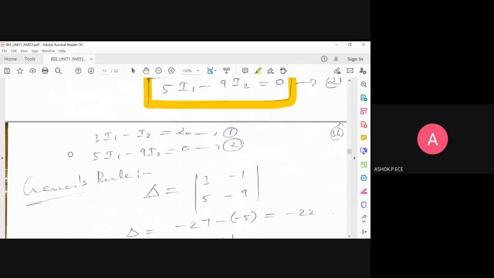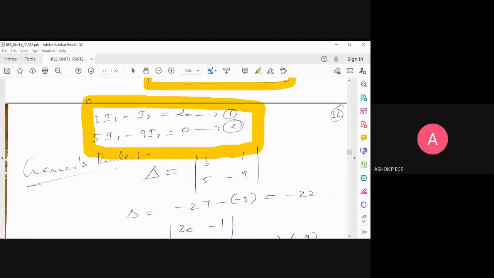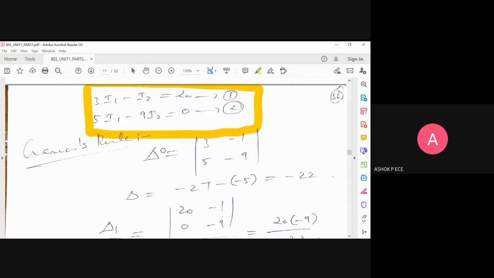See, I am taking these two equations. I have written the two equations here. 3I1 minus I2 equal to 20. 5I1 minus 9I2 equal to 0. First, write the coefficients of the variable terms: 3, minus 1, 5, minus 9, as a determinant. You know how to expand a determinant, right? So the determinant value comes out to be 22.